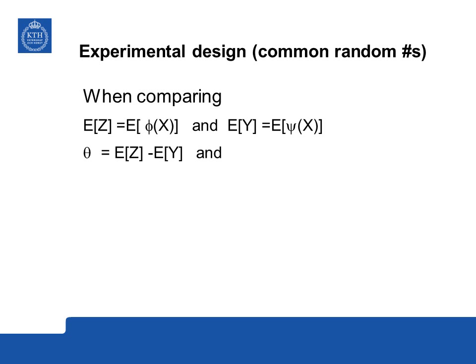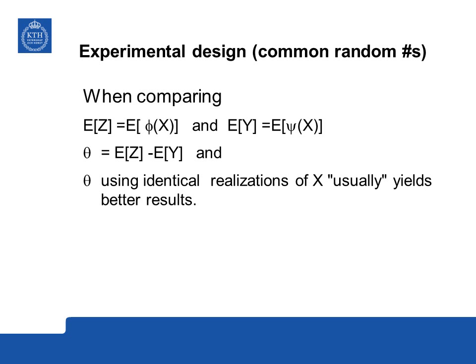And we are interested in estimating the difference of these two expectations. So this is a parameter that is positive if the expectation of z is larger than the expectation of y, and vice versa. And one way to lower the variance is to use not only the same input distribution x, but to use identical realizations of x, which usually yields better results.